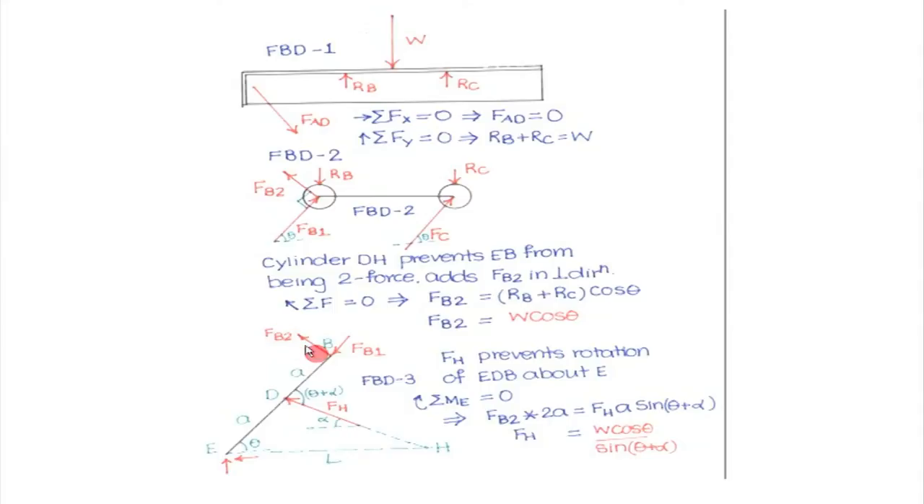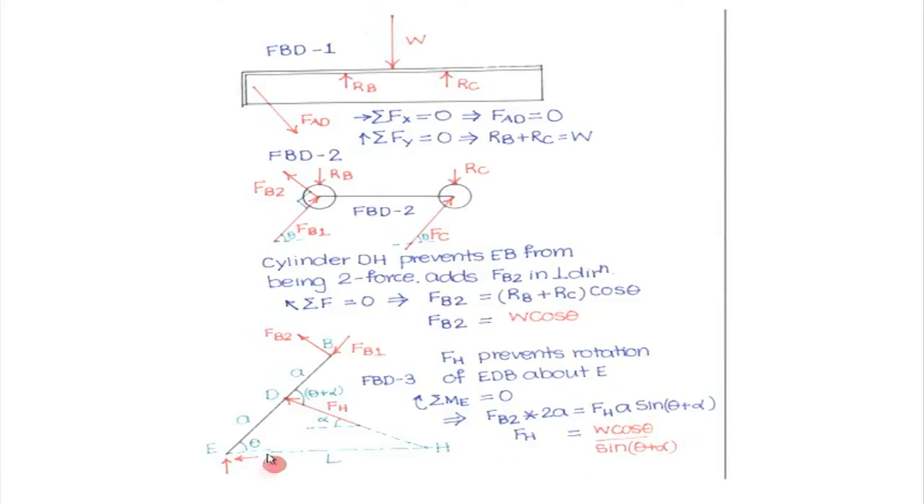So we just say that FB2 into 2A will be balanced by, if this is alpha, this is theta, then this angle is theta plus alpha. So what is the component of this force perpendicular to this? FH into sine of theta plus alpha. We balance them together, and what do we get? That the force in the hydraulic cylinder should be equal to W by 2 cos theta, that 2 I forgot, so W by 2 cos theta sine of theta plus alpha. Okay, so please remember this 2, which I had forgotten here. So it will be W cos theta by 2 sine of theta plus alpha.